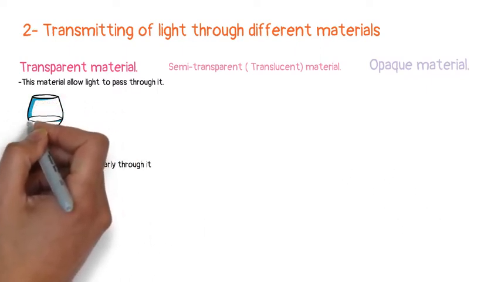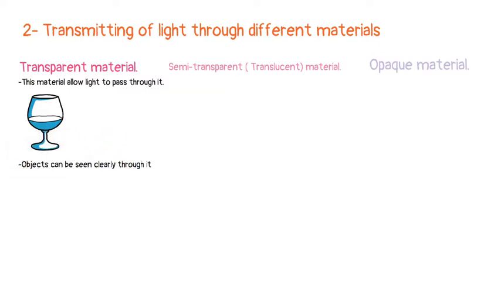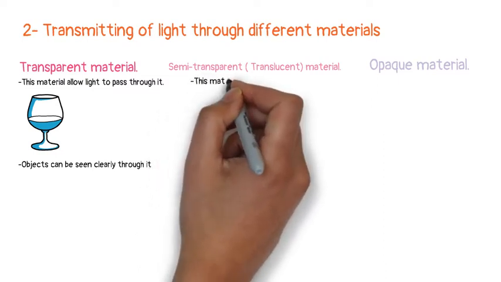Just as an example, the glass, the clear water and the air. All these are examples of transparent material. Second, semi-transparent or translucent material.